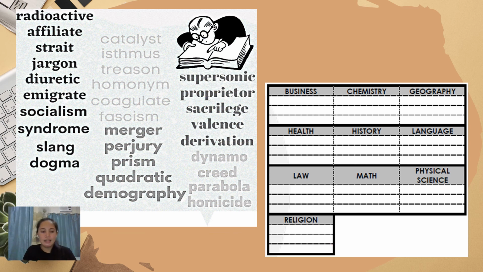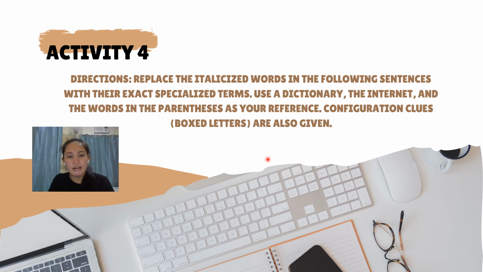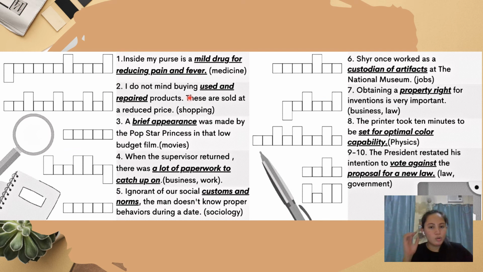Okay? And then, lastly, activity 4, replace the italicized words in the following sentences with their exact specialized terms. Okay, so you're about to use a dictionary, internet, or words, di ba? As your references para malaman nyo what word to substitute to those underlined phrases. Cite, for example, number 1, inside my purse is a mild drug for reducing pain and fever. So, what is it? In the field of medicine, what is this word that means a mild drug for reducing pain and fever? So your clue here are the boxes. So if I'm about to answer number 1 for you, the answer is paracetamol.